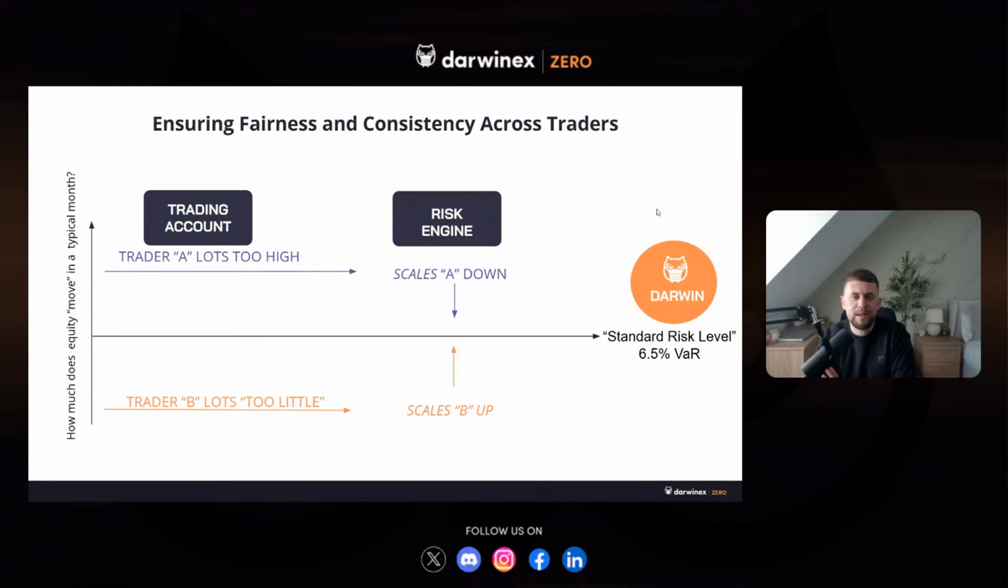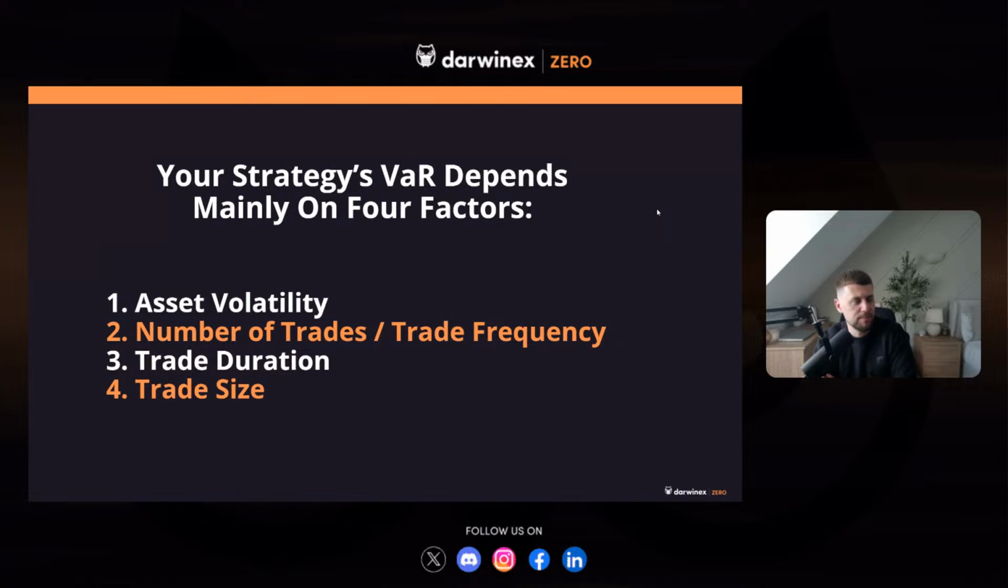Now the risk engine is going to take a look at both of these traders from an unbiased perspective, and it's going to try and get them to meet in the middle. So what it will do is it will scale trader A down and it will scale trader B up, both to a 6.5% value at risk. And therefore they're both operating from the same starting point consistently. Whoever generates a better return at that point is technically the better trader. Okay, but the key thing here is that they're operating with the same level of risk. Not one trader has an unfair advantage.